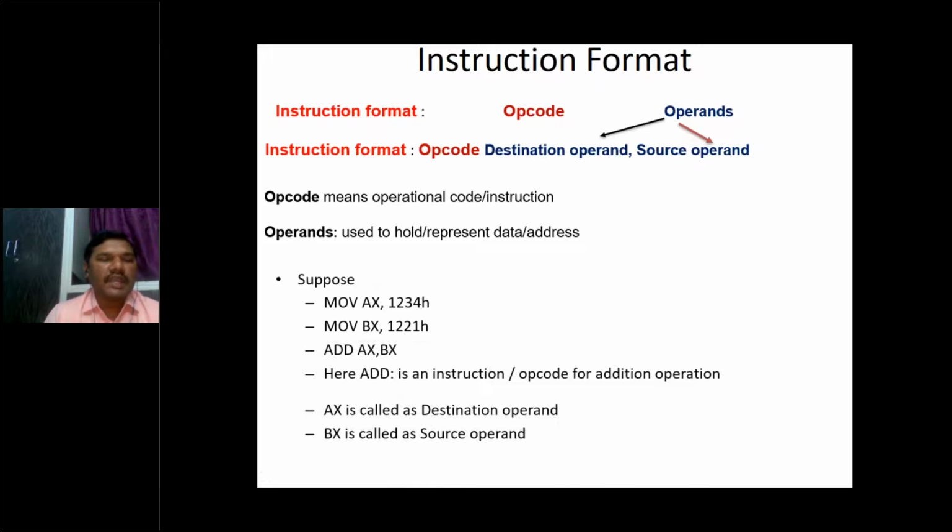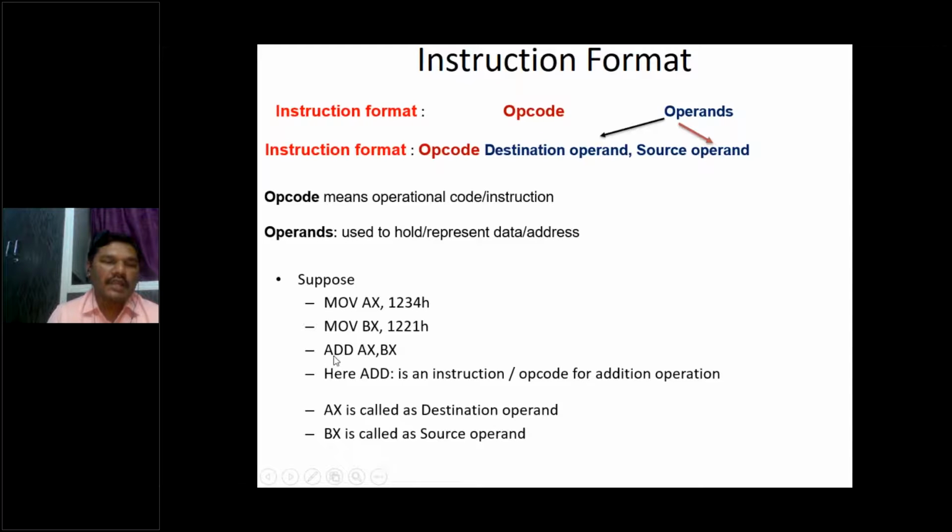Suppose MOV AX, 1234H; MOV BX, 1221H; ADD AX, BX. You see here I am taking 1234H as 16-bit data. How can I say it is 16-bit data? Because H stands for hexadecimal. Hexadecimal means each digit is in terms of 4 bits, so 4 into 4 is 16 bits. So the 16-bit data can be moved into the AX register, and this 16-bit data can be moved into the BX register.